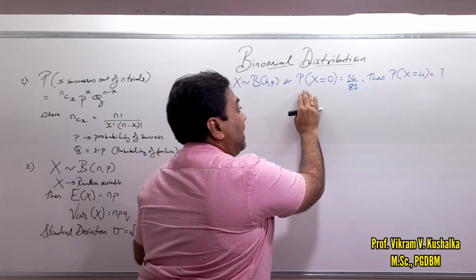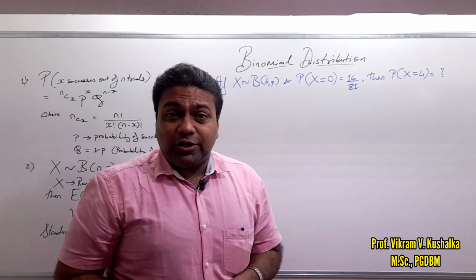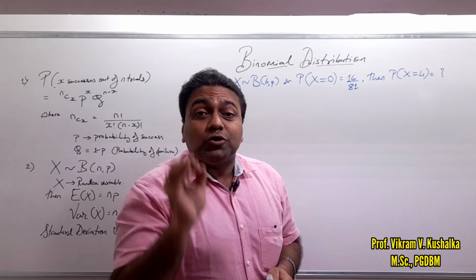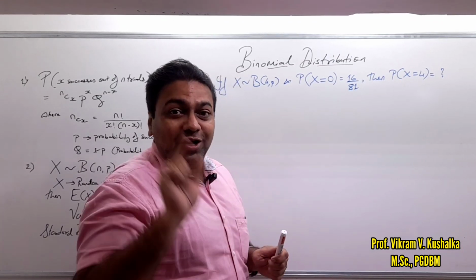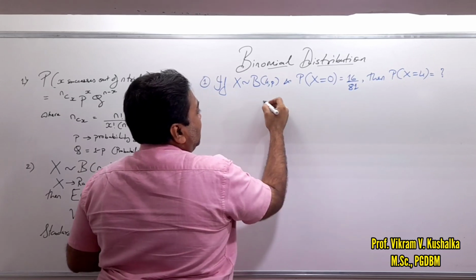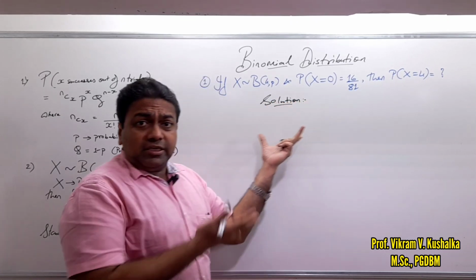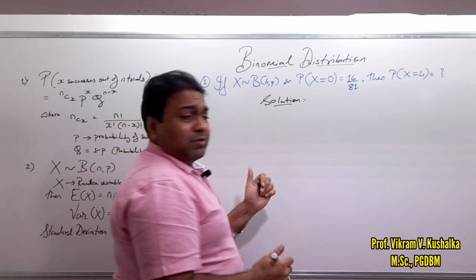I have P of x equals 0 is equal to 16 over 81. So whatever I have in the question, I am supposed to use that first of all. Okay, so let's use that. So I'll come to the solution of the question. I hope the solution is quite easily and properly visible to all of you.